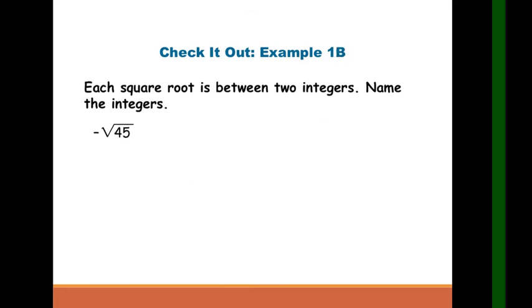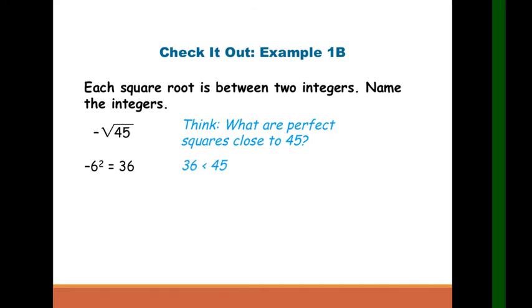Next, square root, two integers that are between negative square root of 45. So, ano kaya yung dalawang perfect squares close to 45? Ang una ko maiisip ay 6 squared or negative 6 squared because negative 6 times negative 6 is positive 36. And 36 is less than 45.